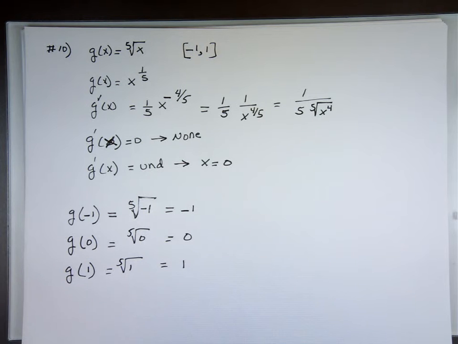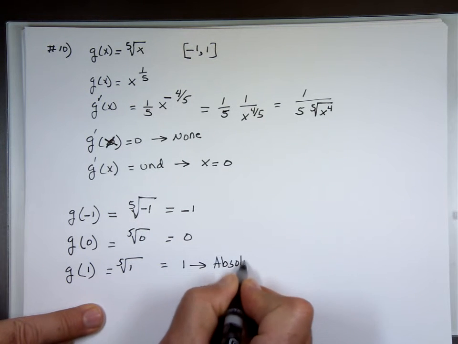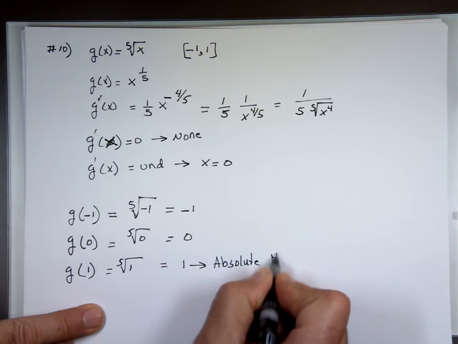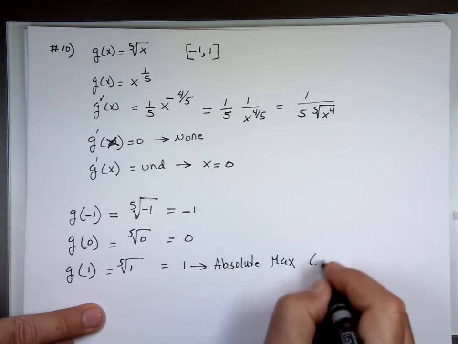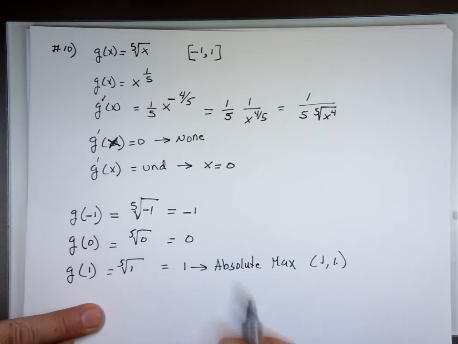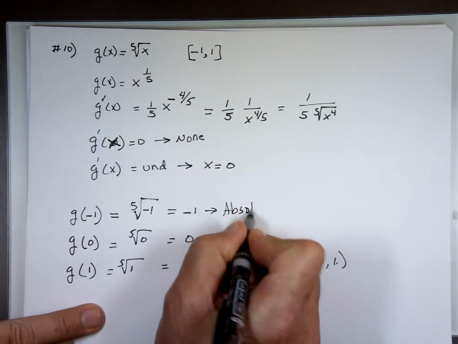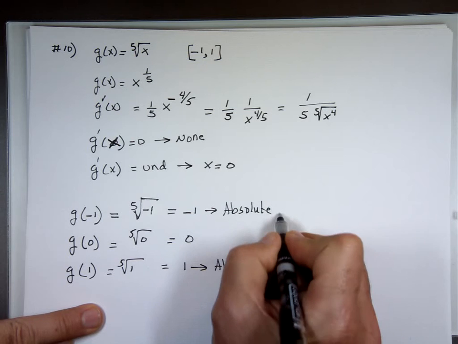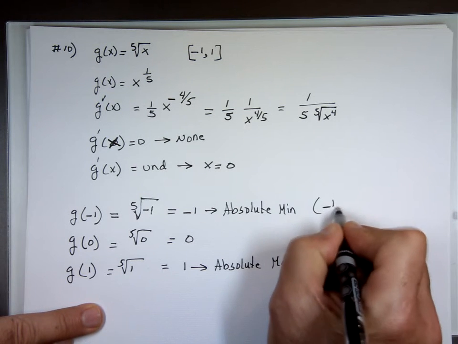What is the biggest number? That's your absolute max. So the absolute max happens to be at 1, 1. The x value is 1 and the y value is 1. This is your absolute min, at negative 1, negative 1.